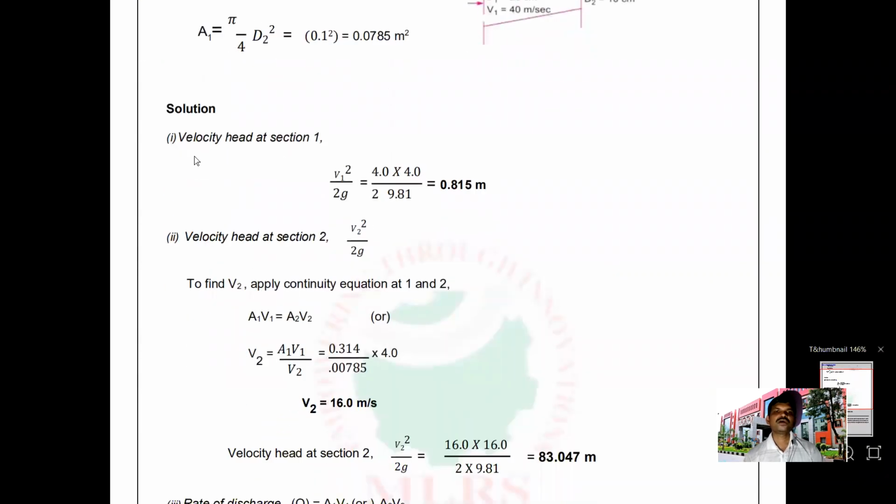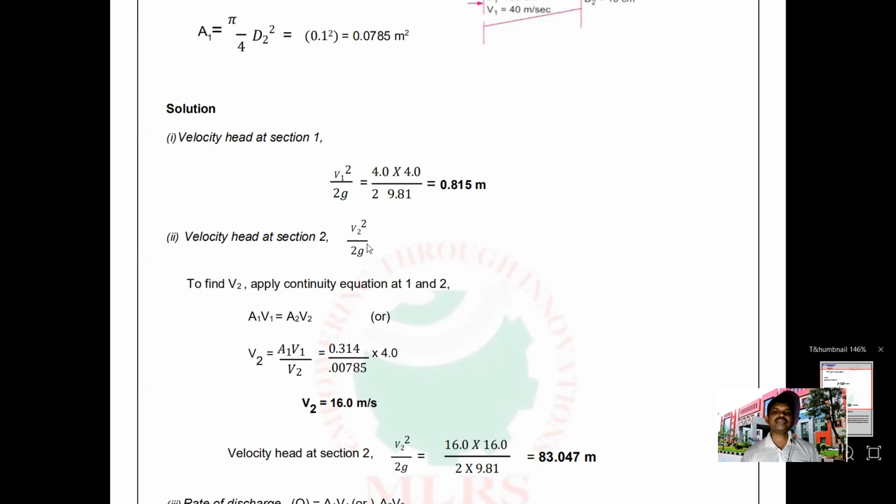Next come to velocity head. So what is the velocity head? V1 square by 2g. The first question they asked is the velocity head at section 1. So V1 they have given in the question, so no problem at all for calculating this velocity head at section 1. V1 is 4, so 4 square divided by 2 into 9.81, which gives 0.815 meter. This is the velocity head at section 1.